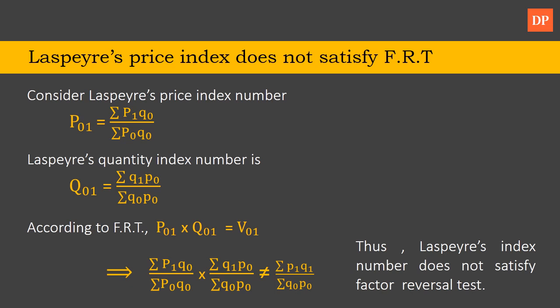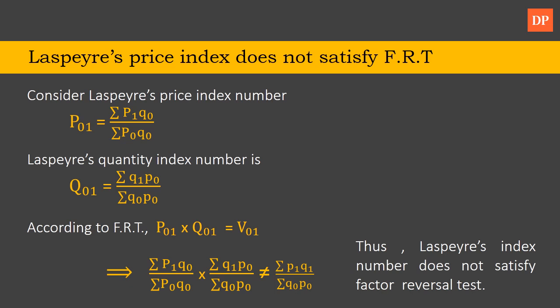Okay, so what is the factor reversal test? Price index number into quantity index number should give us the total value. That's what we can notice on the screen. According to the factor reversal test, P01 into Q01 should give us V01. What is V01? The total value, the value index number.